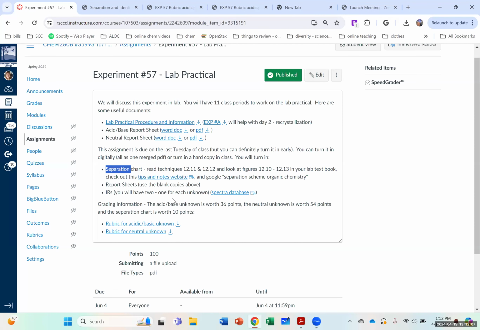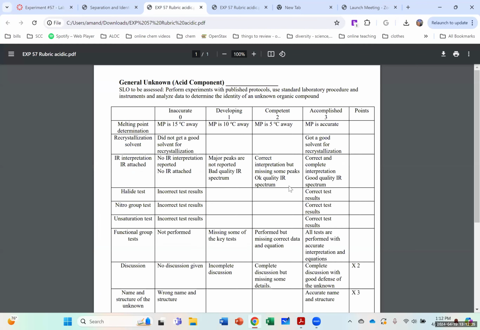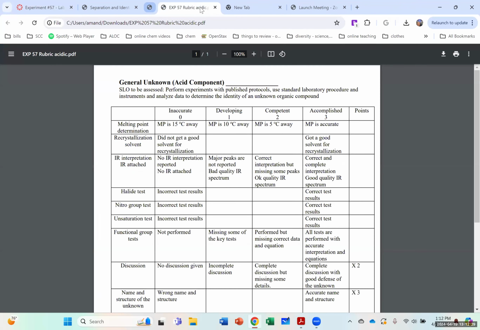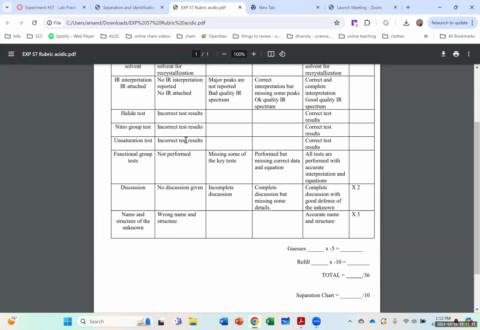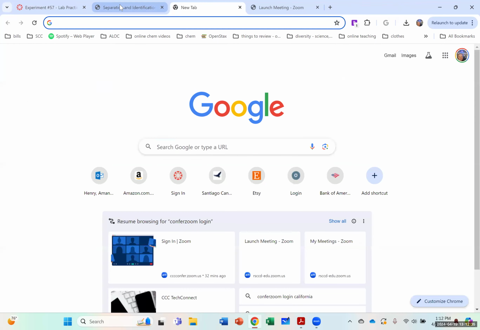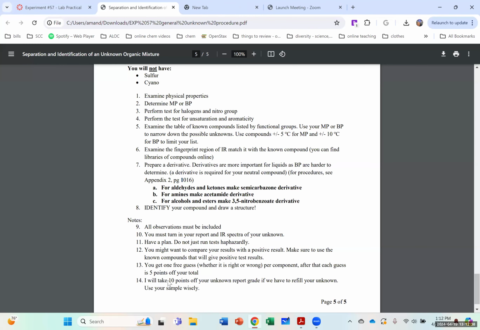So those are the 5 things you're turning in. I also have rubrics down here for each of the unknowns, so one for the acidic and one for the neutral. The acidic is worth 36 points, the neutral is worth 54, and then the chart itself is worth 10. The rubrics, they're over here. If you want to go through them, if you have questions about them, of course, ask. There's the rubric for the acidic. And down here at the bottom, there's these couple extra things. So let's talk about those because it's also listed down here.